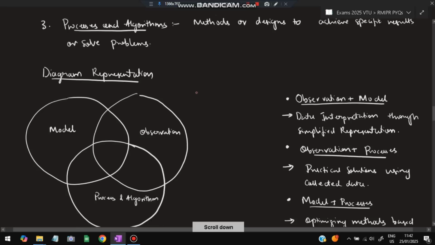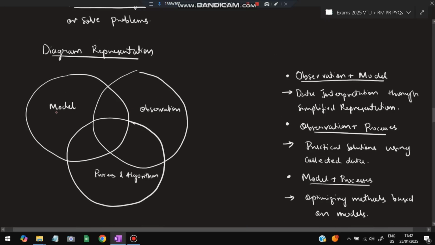So a diagrammatic representation will be as follows. You make a Venn diagram with model, observation, and process and algorithms. Now suppose you have a model which represents what the situation is, and you are observing the data and you got some data. Process and algorithm is also there, the way of solving the problem. If both model and observation are combined, you have the model in which the data is represented and also you have the data. Combining both, what we get is a simplified representation of data interpretation. What does the data mean? That meaning will be visualized using a model. That is the combination of model and observation that you have to explain in the first point.